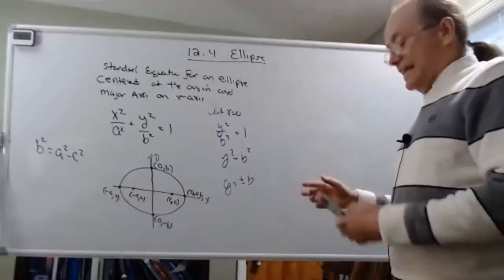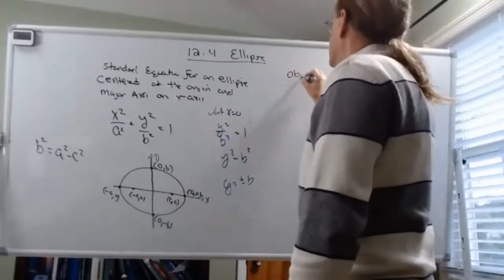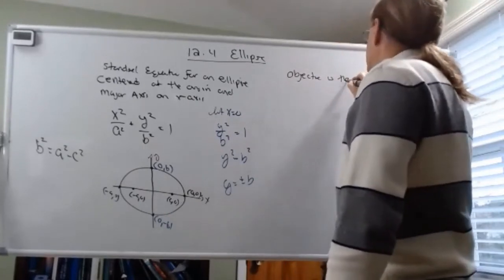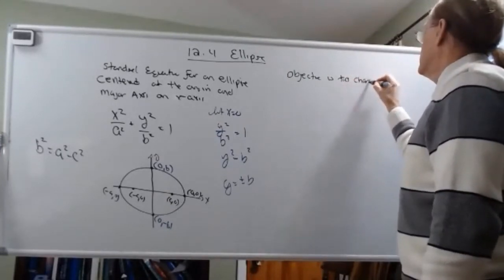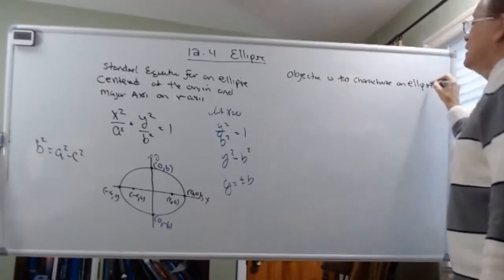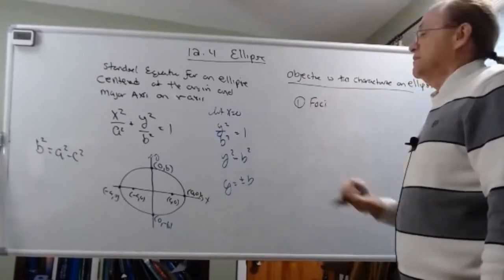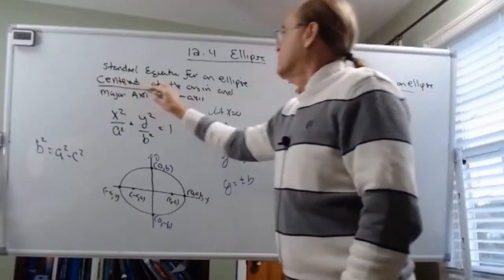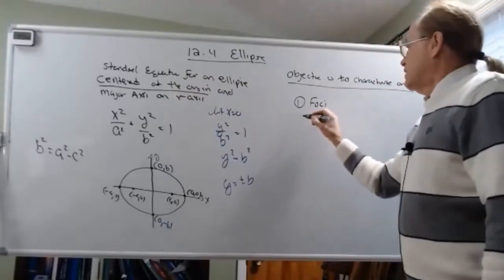So what do we want to do? Well, we want to characterize this. So the objective is to characterize an ellipse. That's how we analyze it, by characterizing it. Well, we like to find the foci. That's one thing we need to do. We're assuming that, again, it's centered at the origin. I'll put the equation for when it's not centered at the origin and just kind of show you what it is. So find the foci.